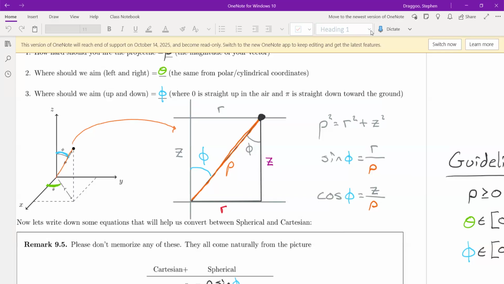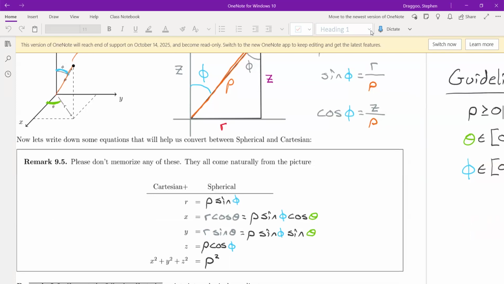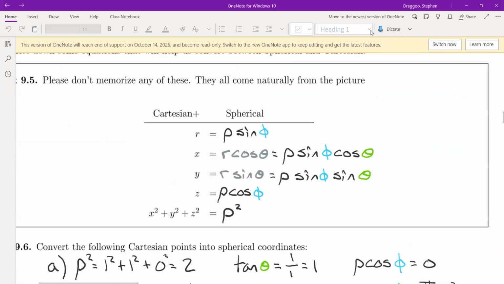Rearranging those for r and z, I would get the initial step to take me from cylindrical to spherical, which will be that r is equal to rho times sine phi. And then I'm just going to substitute those into my usual r cosine theta and r sine theta equations for x and for y. So I still have cosine theta for x and sine theta for y, but they've got a bit more stuff attached to them.